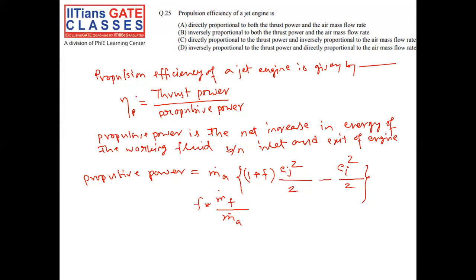So if we see the expression of this propulsive efficiency or propulsion efficiency, we can see that it is directly proportional to thrust power and inversely proportional to this m_a dot, right? So this will be the answer, directly proportional to thrust power and inversely proportional to the air mass flow rate.